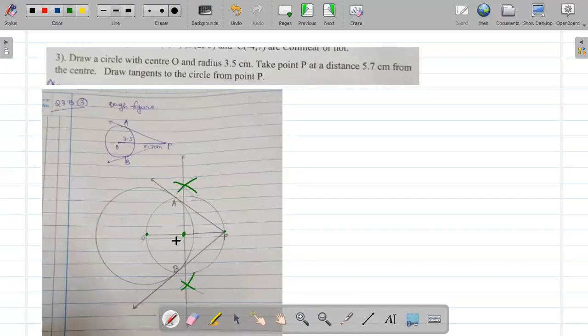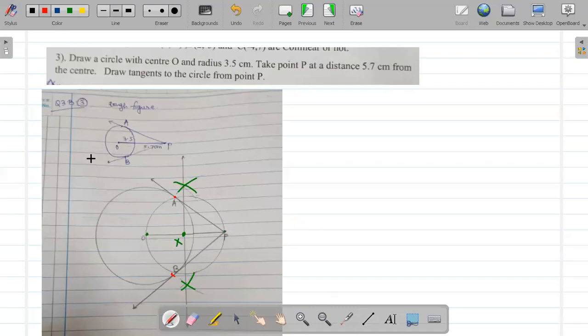Using this point, let's say this point is X. Using this point, we draw a circle, and wherever this circle hits the original circle, that is the point of intersection. This is how we get the tangents. Joining point P to point A, that is one tangent, and joining point P to point B gives the second tangent. Make sure to draw arrowheads, and also the labelings are important, right?